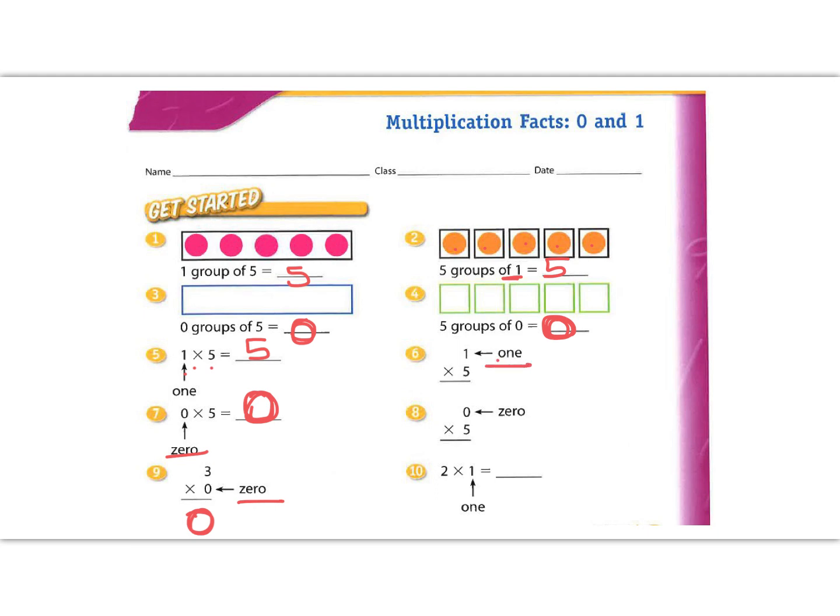If you have one group of 5, you have 5. If you have 0 groups of 5, you have 0. If you have 2 groups of 1, you have 2. So anything times 1 is itself. Anything times 0 is 0.